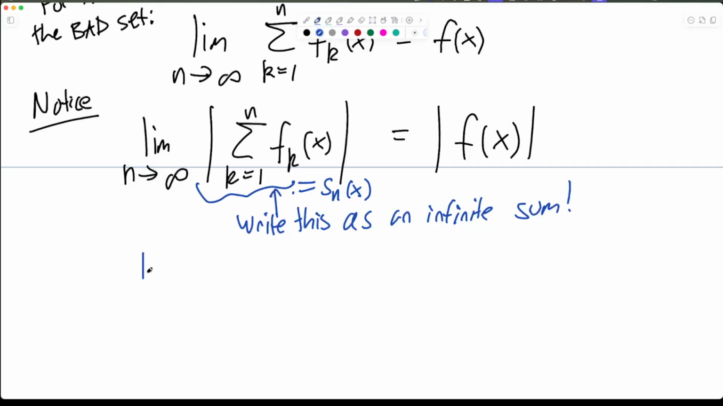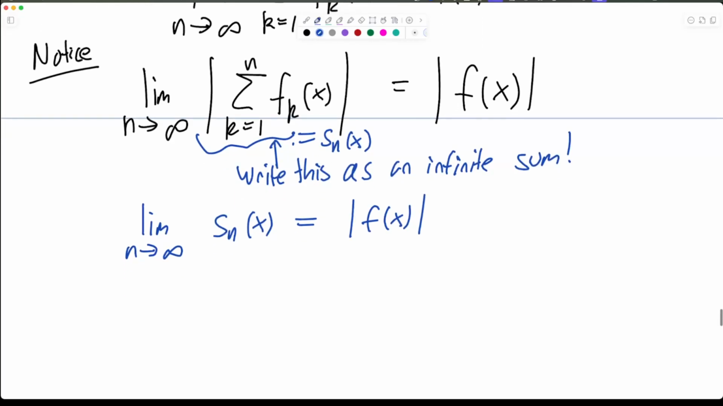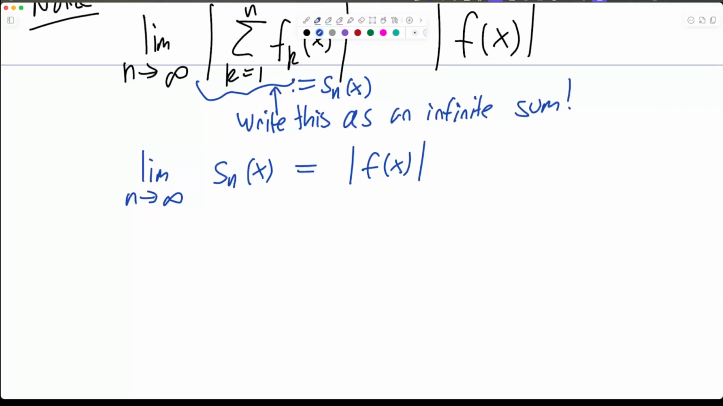So we know the limit as n goes to infinity of Sn of x equals the absolute value of f of x. And I'm going to write the Sn's now as a big infinite sum. Okay, everything I said is fine, except the way I defined Sn was different than the textbook. So let me fix it. The stuff inside the absolute value is the Sn, and the limit of the absolute values of the Sn's is the absolute value of f of x.